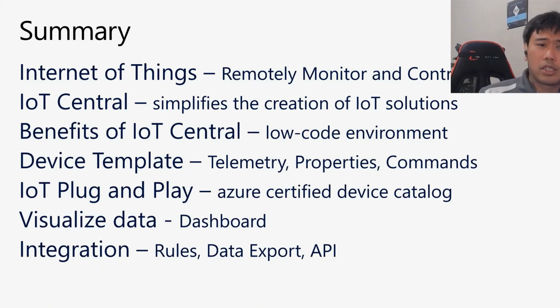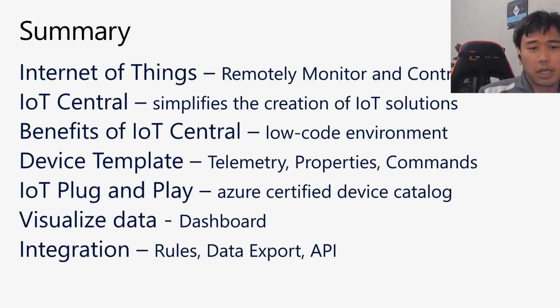So, in summary, what is Internet of Things? It's being able to remotely monitor and control the device. IoT Central simplifies the creation of an IoT solution. We did talk about the benefits of IoT Central. A lot of it is a low code environment and an application platform as a service type of service. We did talk a bit about device templates, the difference between what is telemetry data, what is a property, and what is a command.